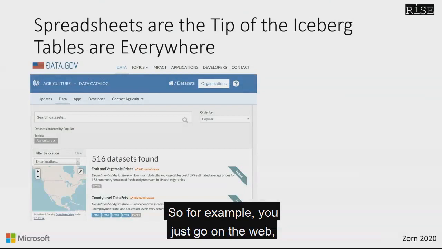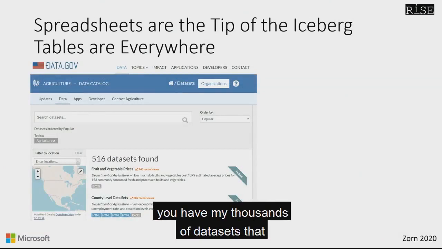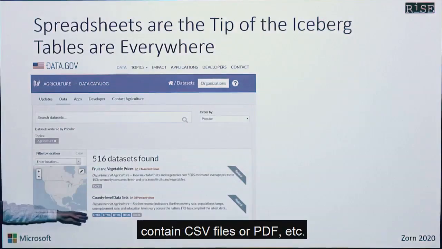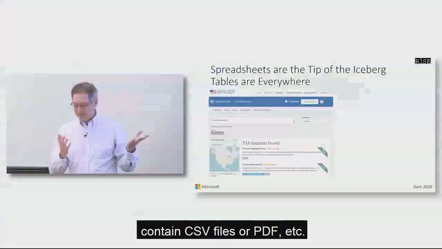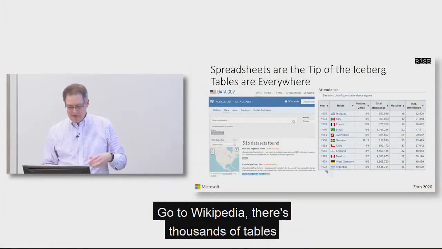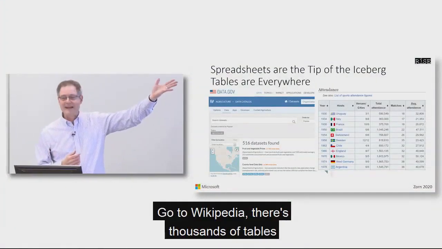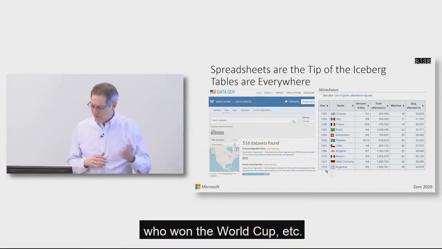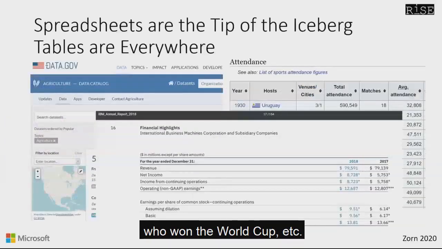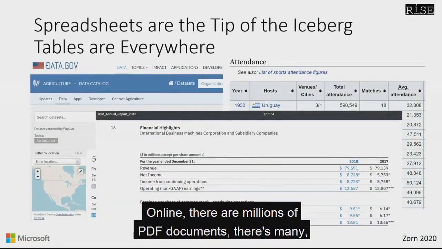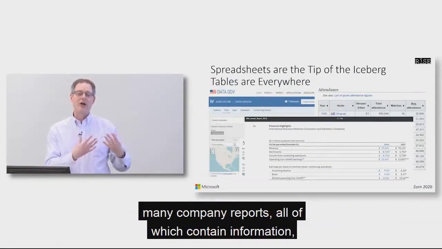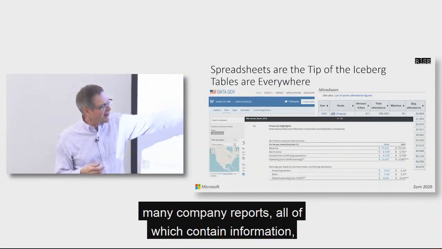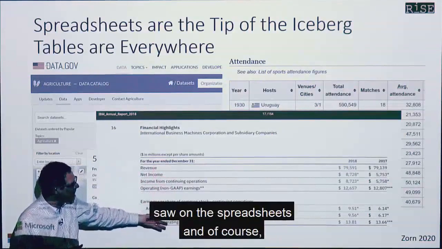So for example, you just go on the web, you can find thousands of data sets that contain CSV files or PDF, et cetera. Go to Wikipedia. There are thousands of tables in Wikipedia telling you about everything you want to know. Who won the World Cup, et cetera. There are millions of PDF documents online. There are many company reports, all of which contain information much like the tables we saw in the spreadsheets.